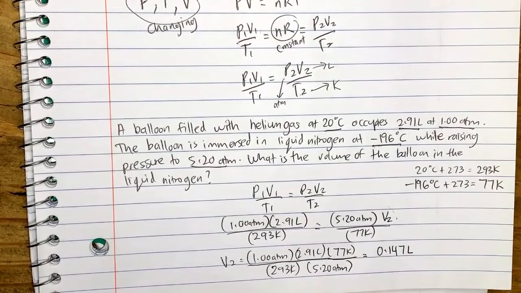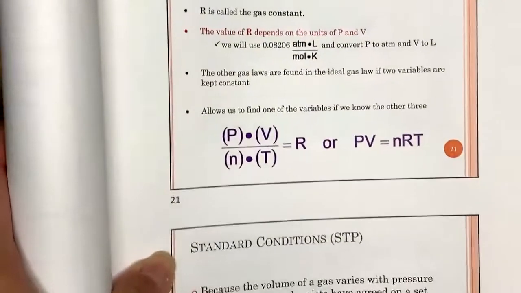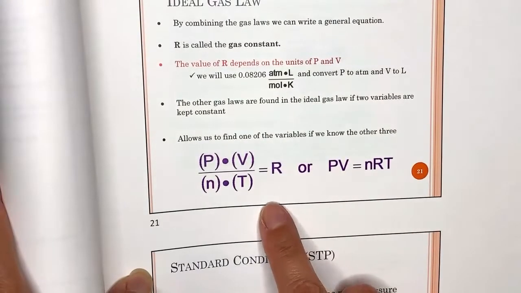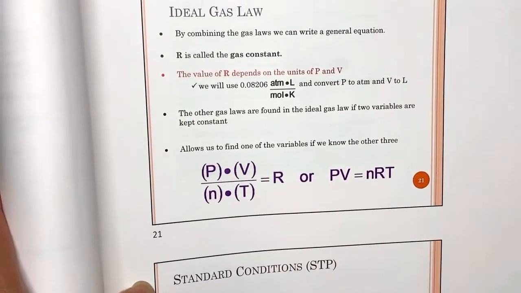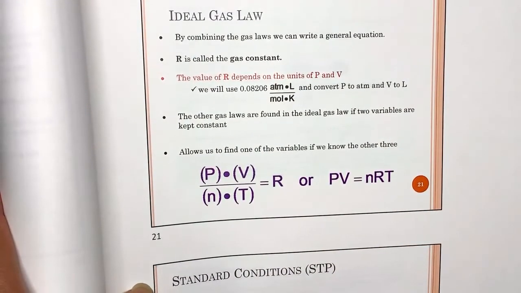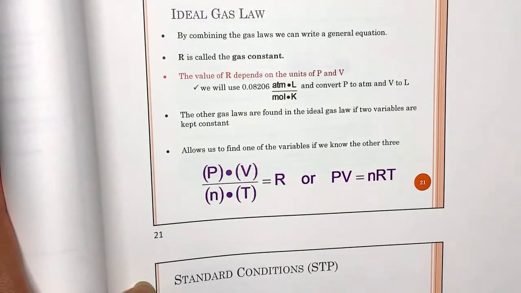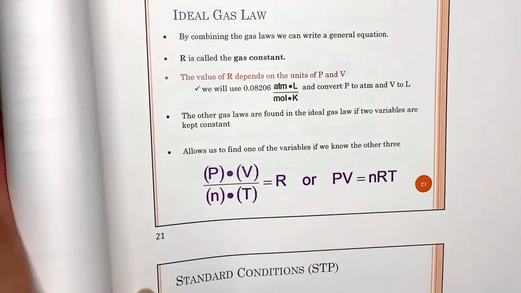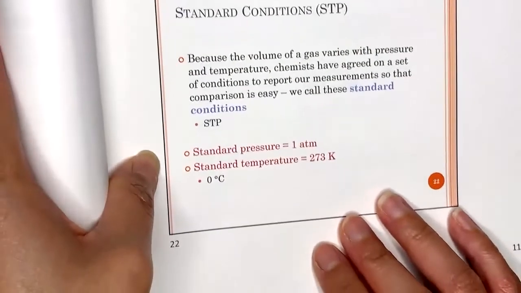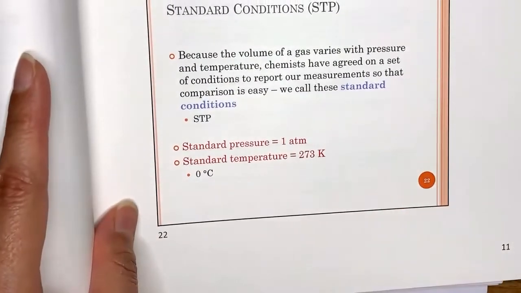Okay, so I'm going to show you the slide we're on now. Anyway, the ideal gas law slide was on slide number 21. I wrote all that out down in the book anyway, so you have that already. So let's talk about standard conditions, okay? We're on slide number 22 now.